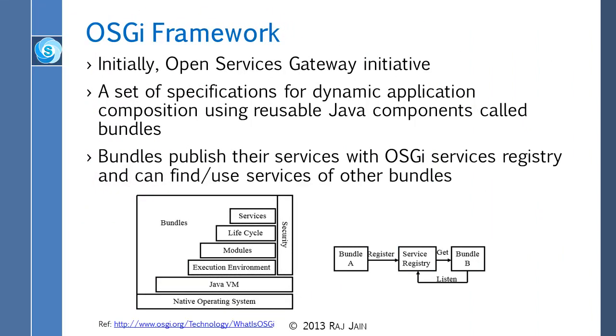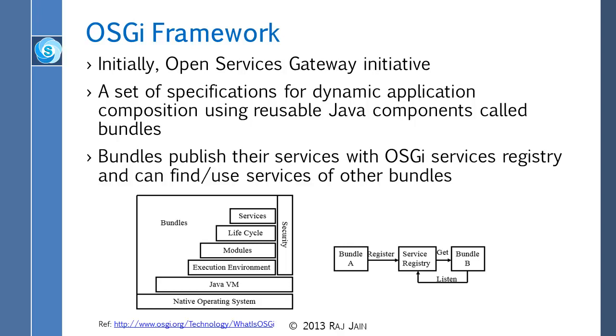OSGi originally stood for Open Service Gateway Initiative. What they wanted to do was have services which anybody could use. And so they had to come up with a mechanism so that people could register their services and other people could discover those services. As shown here, they have a view which shows that you have a native operating system on which you run a Java virtual machine, and then all the way up you will have some modules and so on and so forth, all the way to the services, and there will be security.